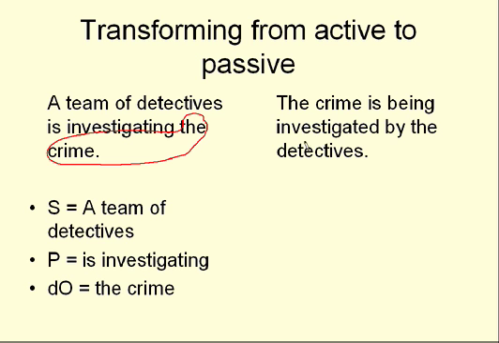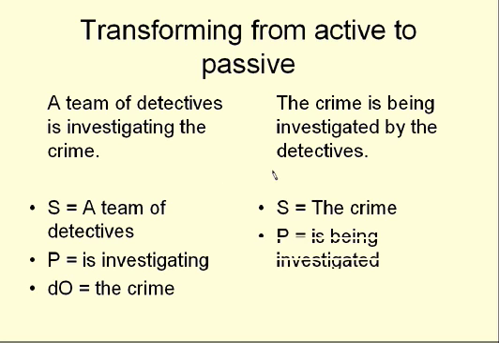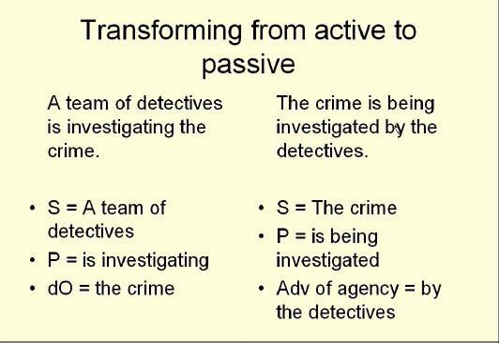And if we look at the passive form, what has happened? Well, the crime has taken sentence initial position. So the crime now becomes a subject. Is being investigated, a form of the verb be, and this is the third form, the participle form. Investigated is the predicator. And now, you don't have a direct object, but you have what is called an adverbial of agency.